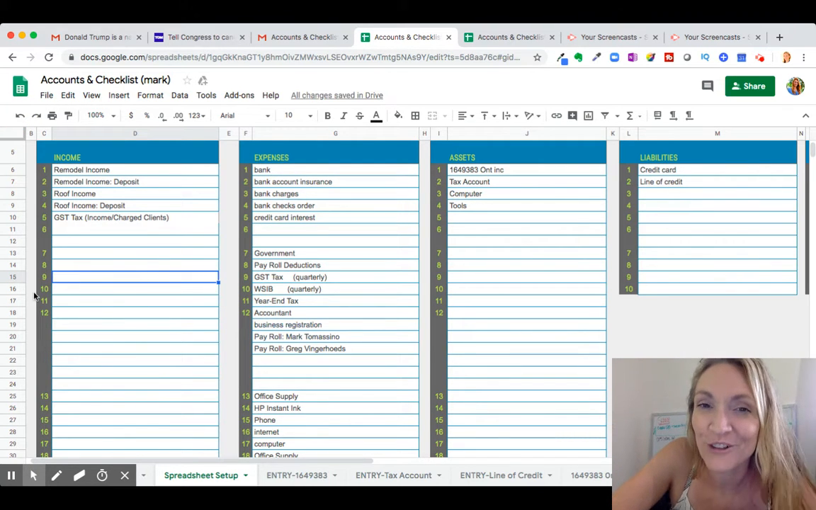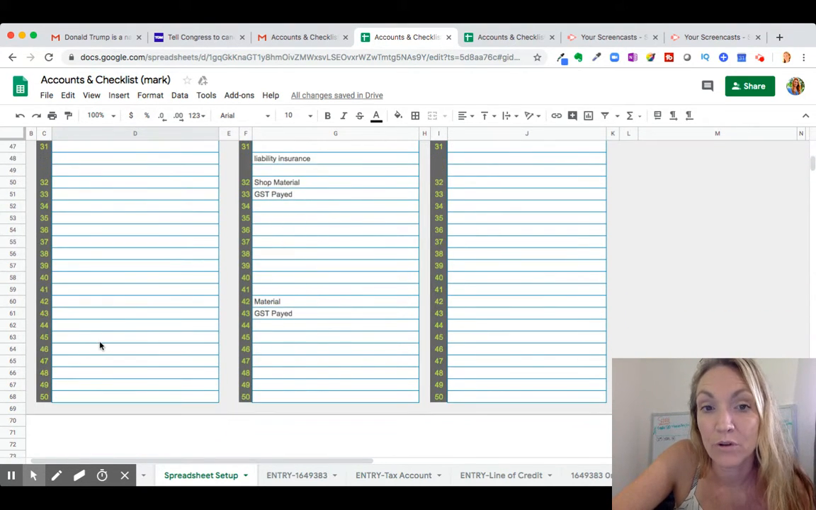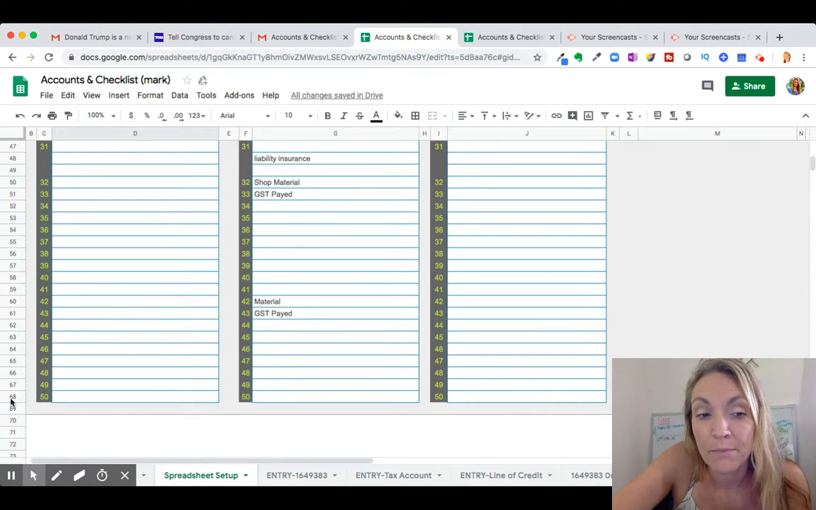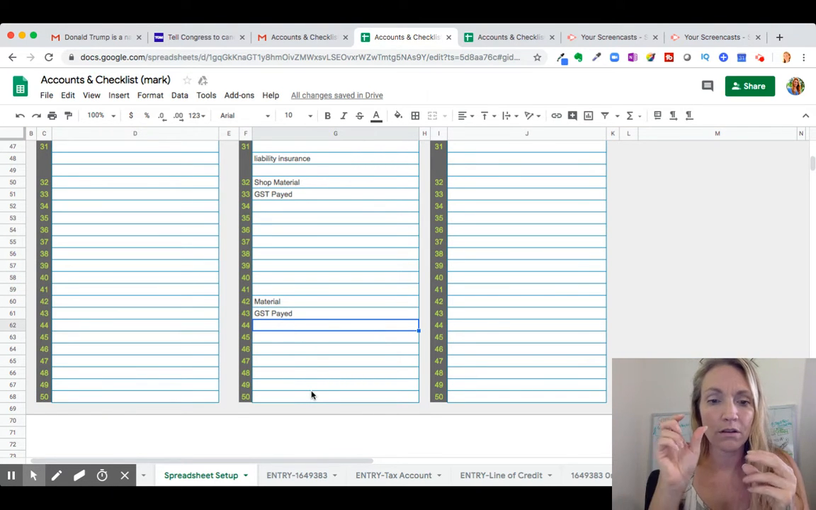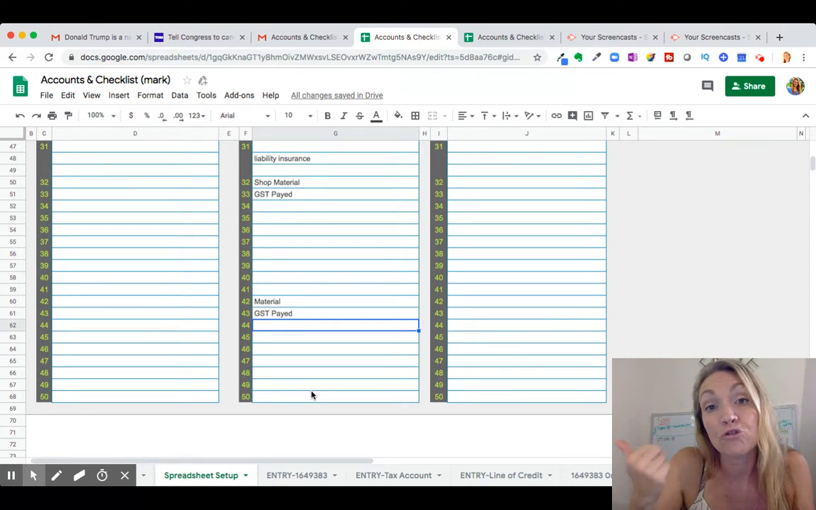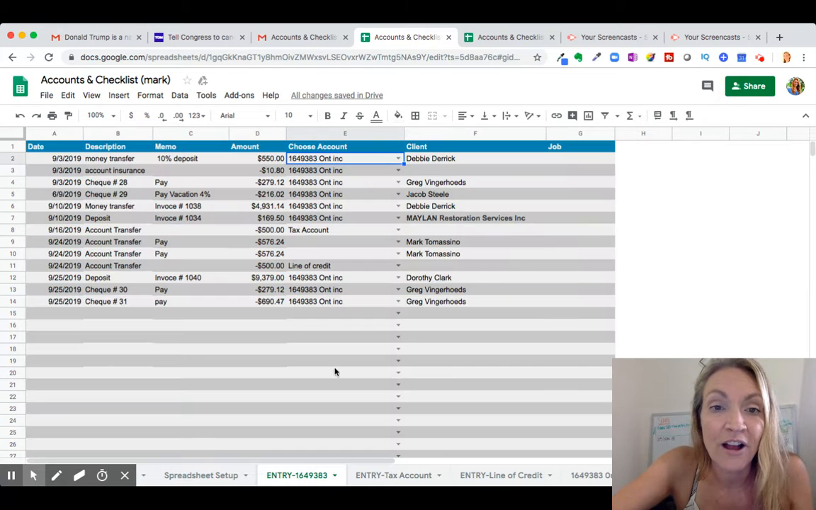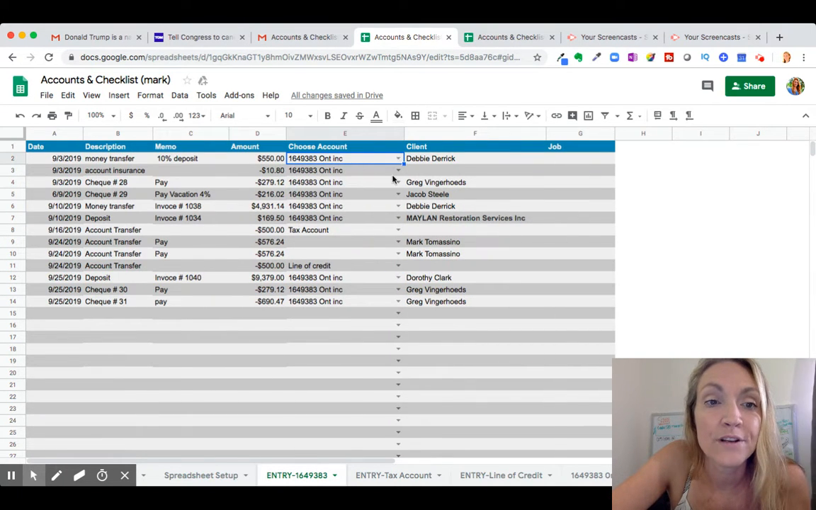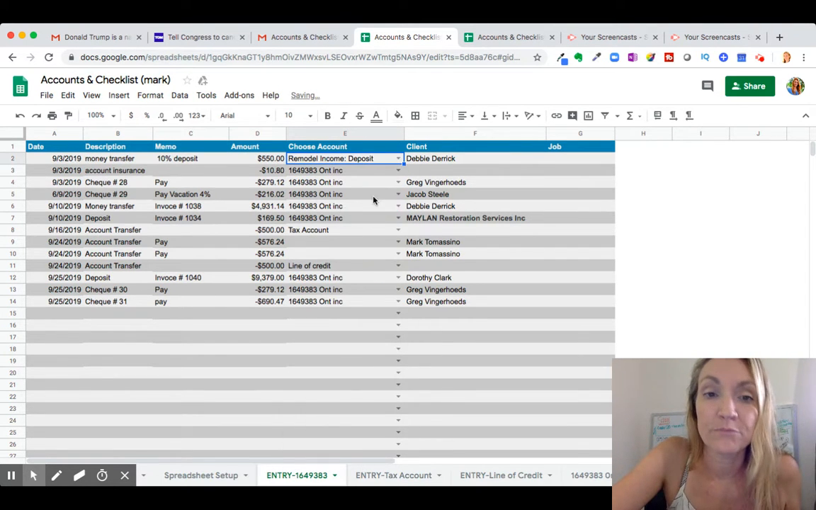But if you insert lines, I know I taught you to do that in the manual worksheet. If you insert lines in the auto worksheet, it will get jumbled. The formulas won't work. So you can just add accounts at the bottom, and then we can update the formula very easily just by changing the last number. And I will show you guys how to do that in a video in the training, so you can learn that later on. But just for the purpose of answering your question here, we would select remodel income deposit.